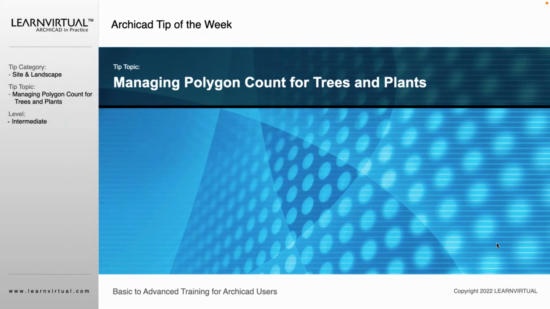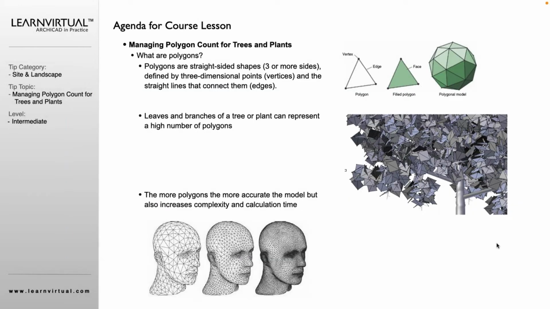Our tip of the week today is managing polygon count for trees and plants. If you're not familiar with what polygon count is, polygons are basically the triangulation that happens within the elements that you are working with. So this could be any 3D element.